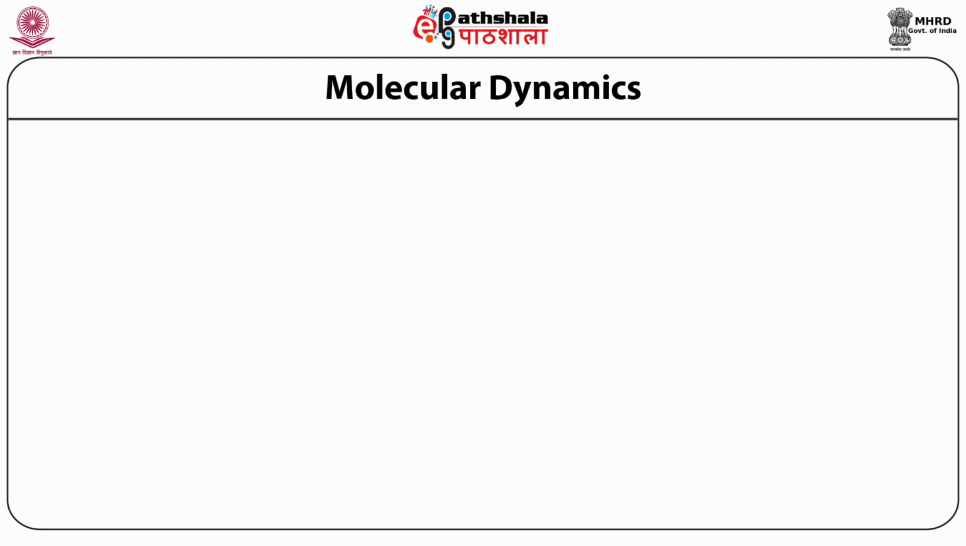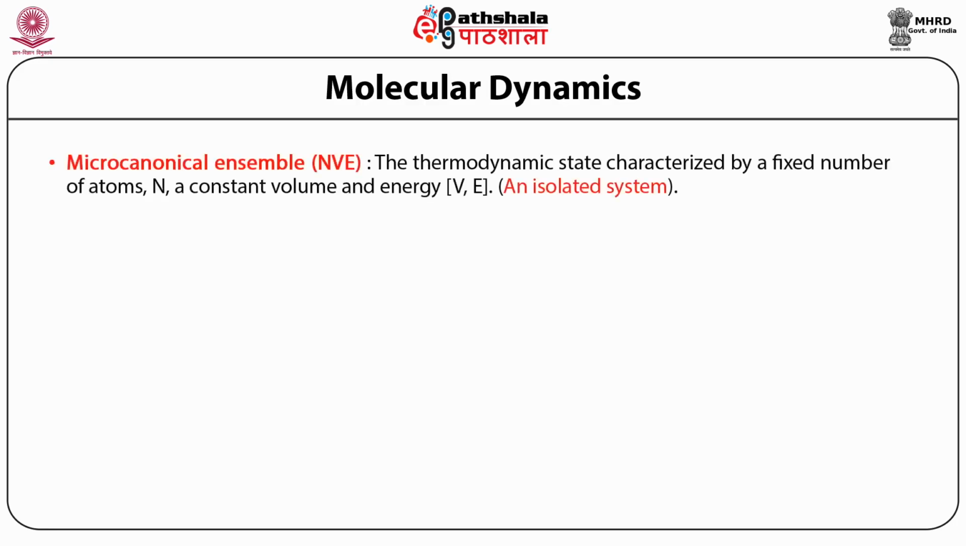The moment you talk about statistical mechanics, one has to understand over which type of states we average. Now, there are many combinations, as I've said, NVT, NPT, and NVE, etc. However, in molecular dynamics simulation, there are a few very commonly used ensembles, and that's why I would like to state those few. One is the microcanonical ensemble, which takes care of N, V, and E, that is, a thermodynamic state characterized by a fixed number of atoms, N, a constant volume and energy. This is also specified as an isolated system because it does not exchange energy with the environment.